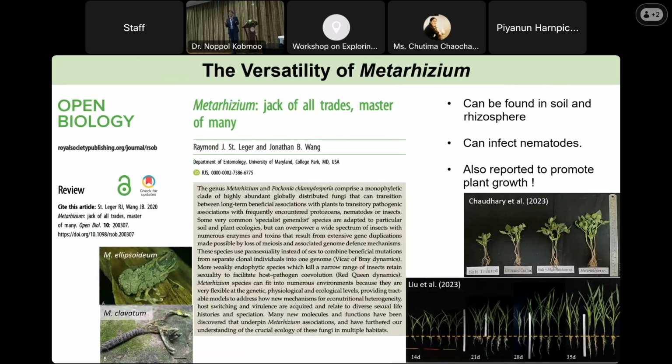And this versatility has been more and more showcased, and particularly there is a genus that is very well known and which has been shown to do so many things, not only being a pathogen of insects, but also being associated with the plant rhizosphere, contributing to growth, and so on.